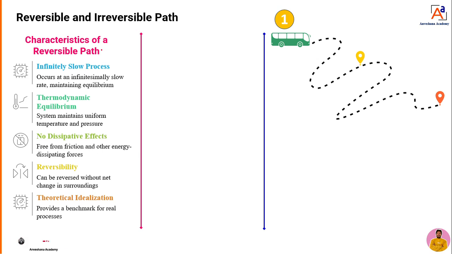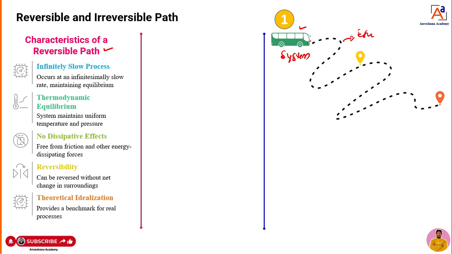Okay, what is a reversible path? Dear students, I am going to discuss this concept in detail in upcoming classes. Now, for a reversible path, assume that this is a system. The system is moving from one point to another point. Again it will come back to its original position, but there are no changes in the environment or surroundings.